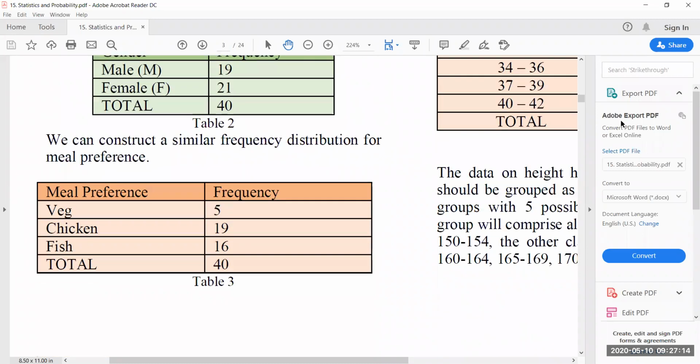Then we can construct a similar frequency distribution for meal preferences. So how many students wanted vegetarian? We can see from the table, 5. How many students wanted chicken? 19. How many students wanted fish? 16. And of course the total must be 40, because if you're catering for 40 students and you get 41, you know something is wrong somewhere, right?